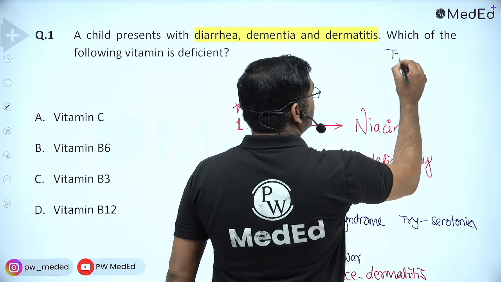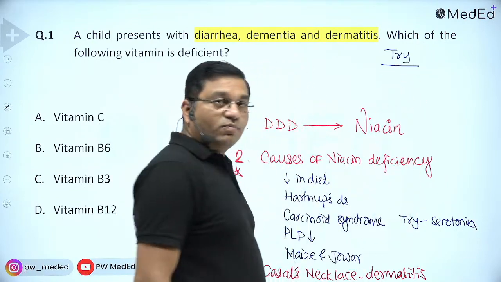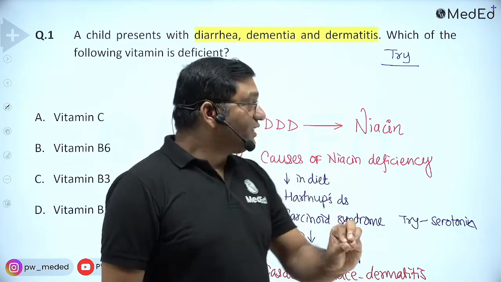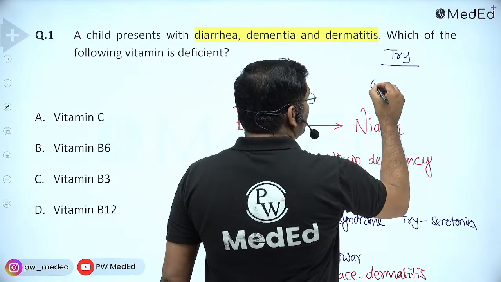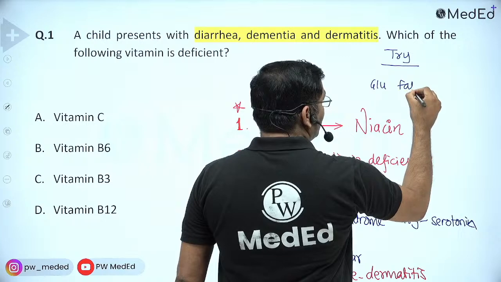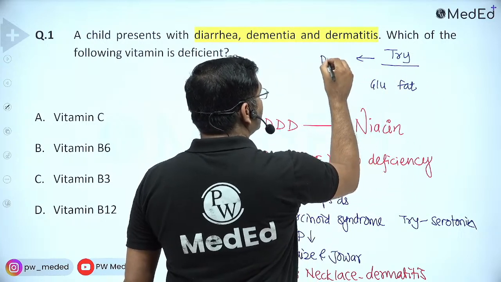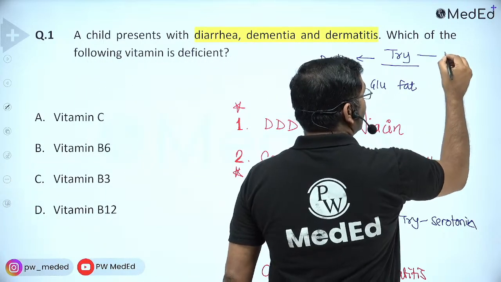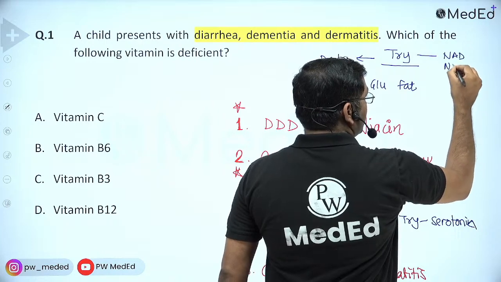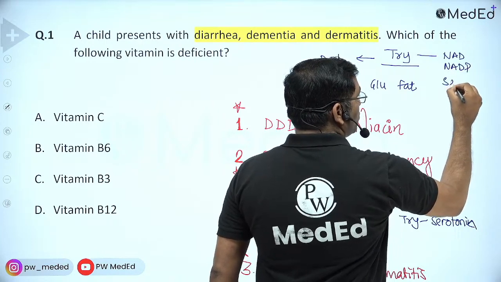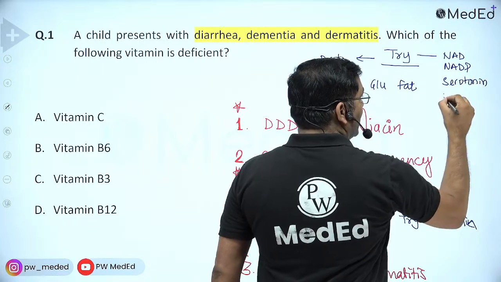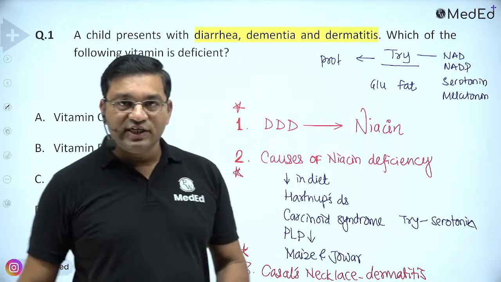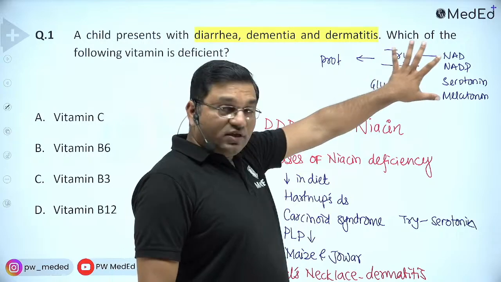Apart from this, tryptophan is both a glucogenic and ketogenic amino acid. Aromatic amino acids are both glucogenic and ketogenic. So tryptophan will give you glucose, tryptophan will give you fat, and tryptophan will be incorporated into proteins. Apart from this, there are specialized products given by tryptophan: NAD, NADP, serotonin, melatonin, and it is excreted as hydroxyindole acetic acid. So this is related with tryptophan.